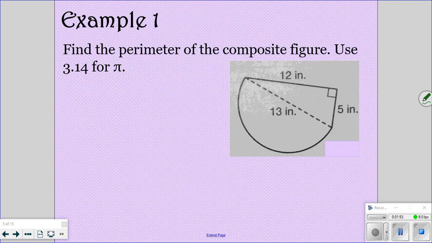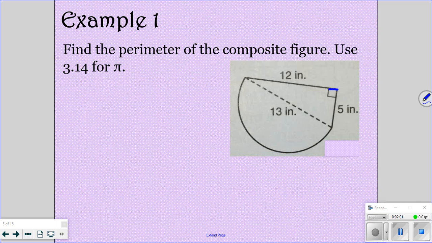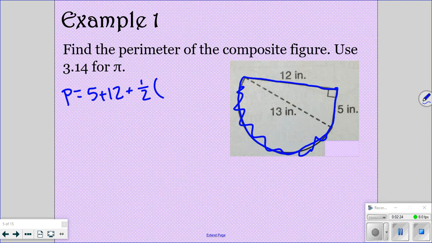So we want to find the perimeter of this figure, and it wants us to use 3.14 for pi. So the perimeter is going to be the part that you would surround the figure with. So that's going to be here, not this side length here because that's on the inside. So our perimeter is going to be the 5 plus the 12 plus this part. And this is a semicircle. So we're going to do 1/2 of the circumference. And the circumference is going to be pi times your diameter, which is 13.